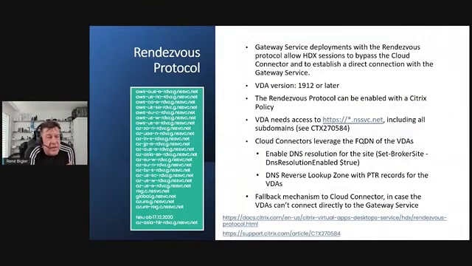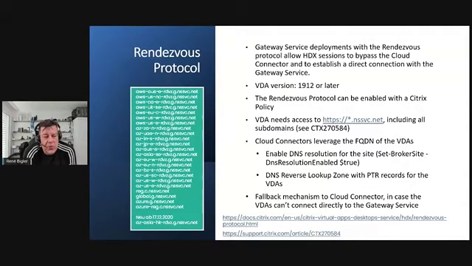In this setup, with the Rendezvous Protocol enabled, the HDX sessions can now bypass the Cloud Connector and establish a direct connection with the gateway service. Some details about the configuration: the VDA has to be on 1912 or later, I guess. The Rendezvous Protocol is disabled by default and can be enabled with a Citrix policy.